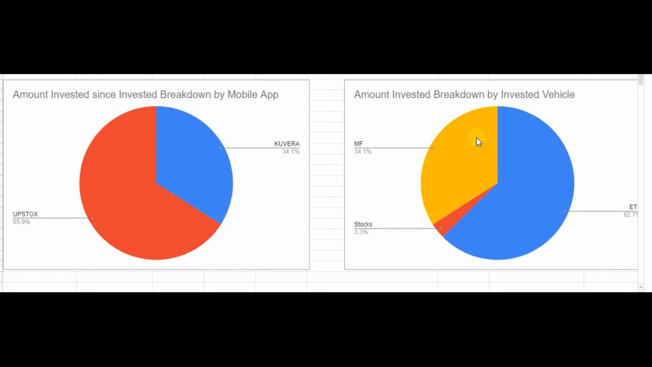And coming to this pie graph, what is the title of this graph? Amount invested breakdown by investment vehicle. Okay, so you are going to invest the amount by using the 3 breakdown vehicles. Here for me there are 3 breakdown vehicles. One is ETF, the other one is stocks, and the other one is mutual funds.